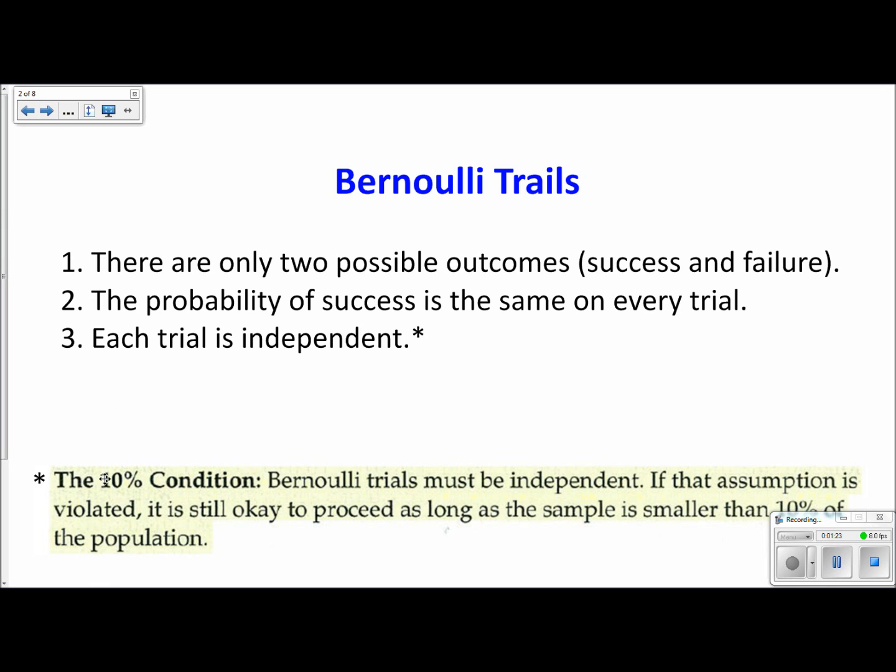Down here below, I've talked before about if we have a huge deck of cards, like 1,000 cards, and we're drawing without replacement, it will not make that big of a deal because there are so many cards. The rule of thumb is that as long as what we're sampling is less than 10% of the entire population, it doesn't really matter if we're drawing without replacement, because we're pulling such a small part of our population that it doesn't necessarily have to be independent.